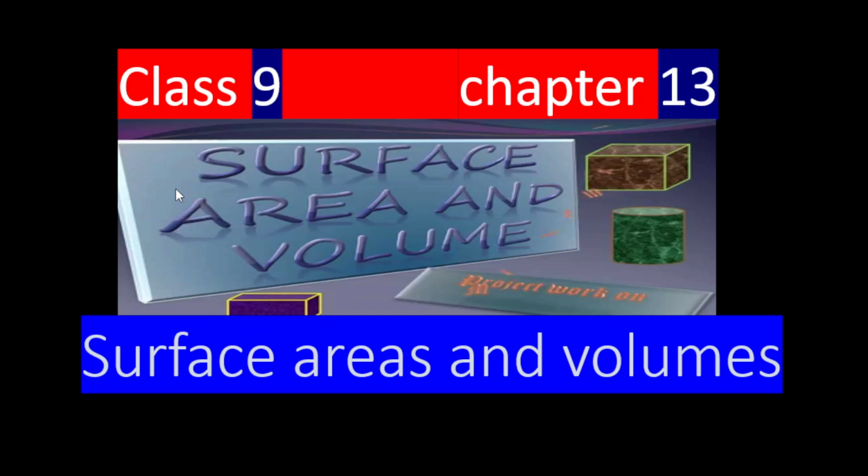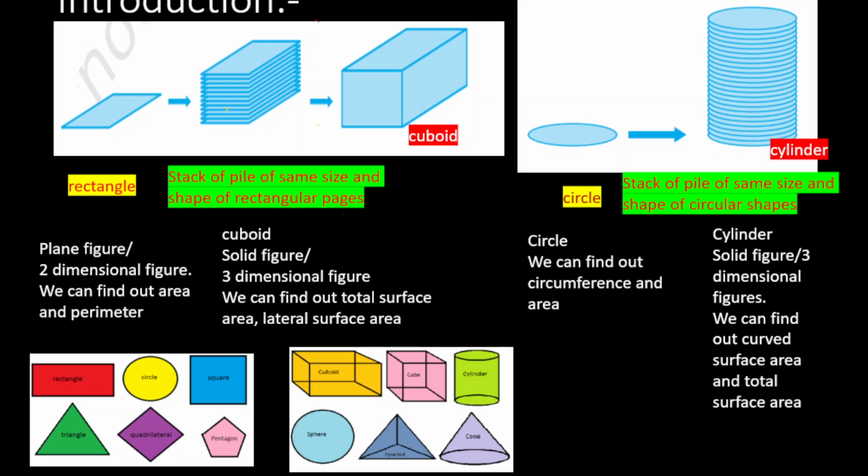Welcome to E. And today our topic is surface areas and volumes, class 9, chapter 13. Children, before getting into the surface areas and volumes, first let's see what are the plane figures and what are the solid figures. Here you can see some of the plane figures called rectangle, circle, square, triangle, quadrilateral, pentagon. All these are called plane figures.